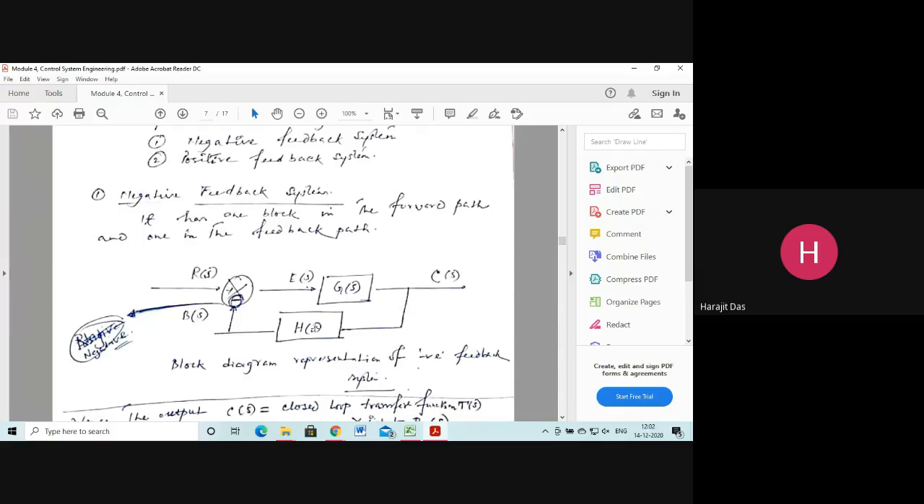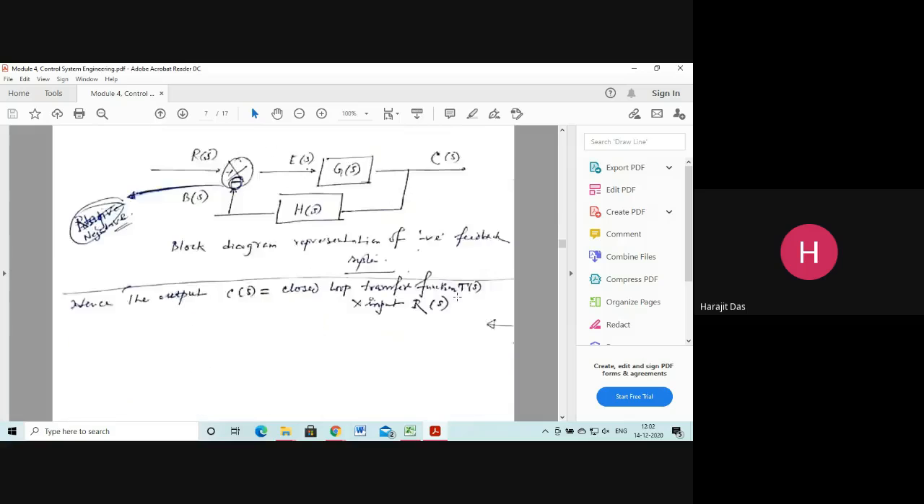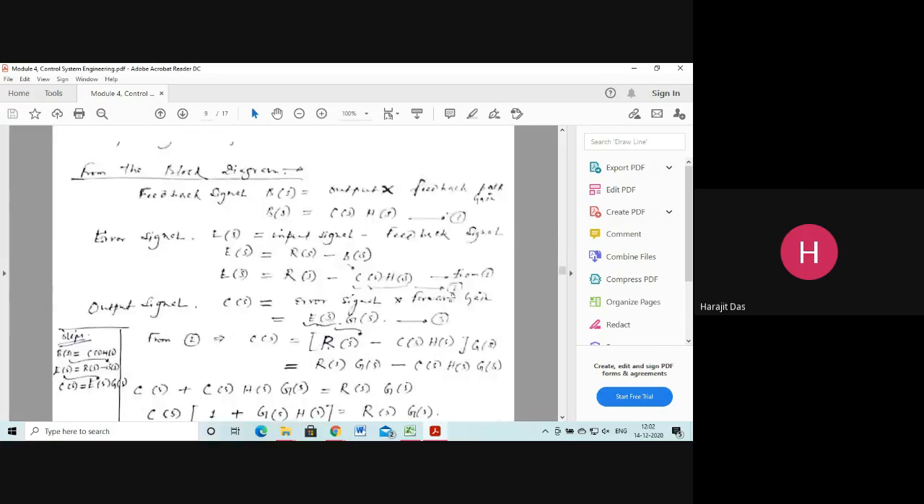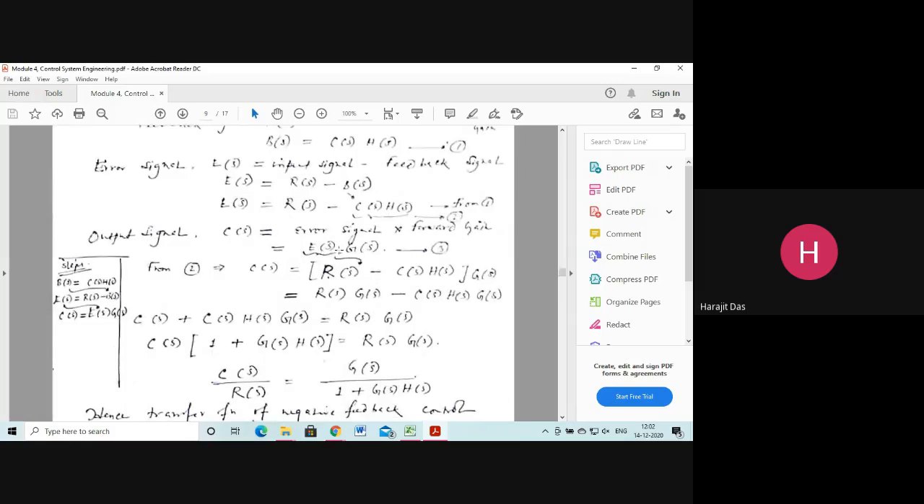This multiplied by this. So C of S is what? This multiplied by this. Okay, E of S multiplied by Z of S. Understood? So yes, multiplied by 0. What is E of S? E of S is R(S) minus C(S) H(S). We have already found this one.